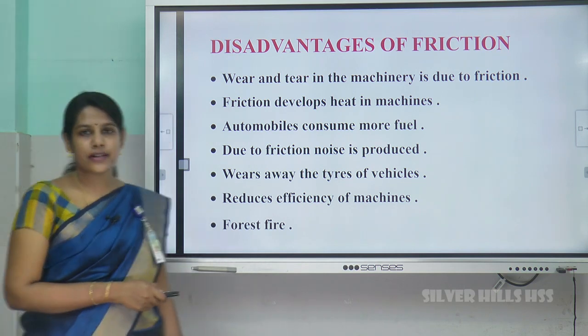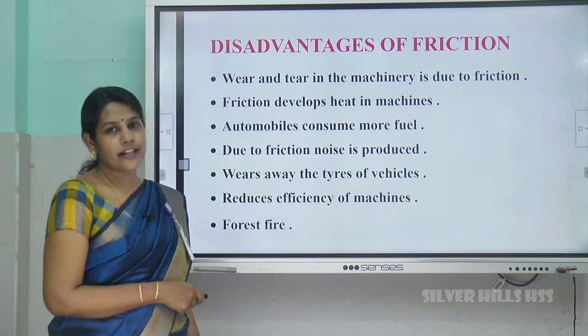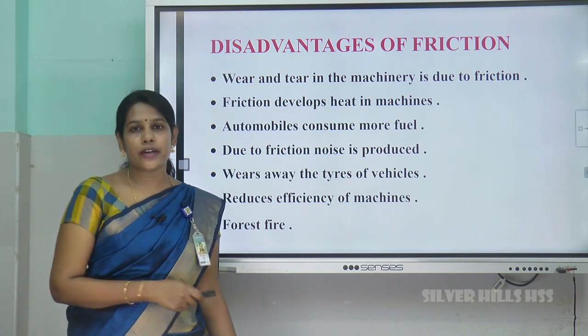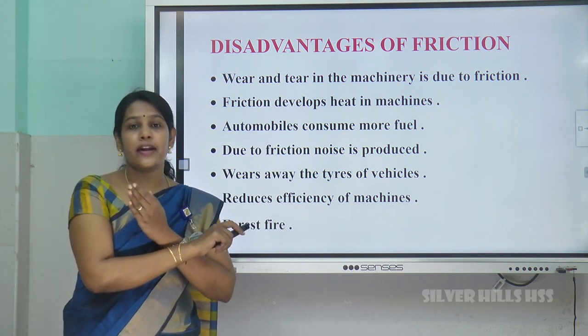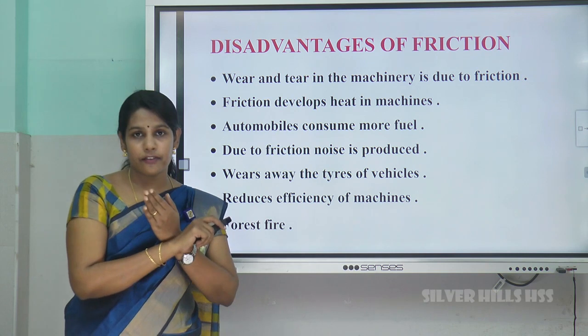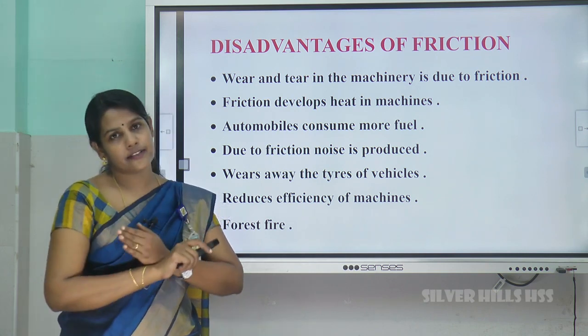The last one is forest fire. Forest fire is a disadvantage of friction. That is when two trees fall like this, they rub each other. As a result, they generate heat. By rubbing, heat is generated and it causes fire.